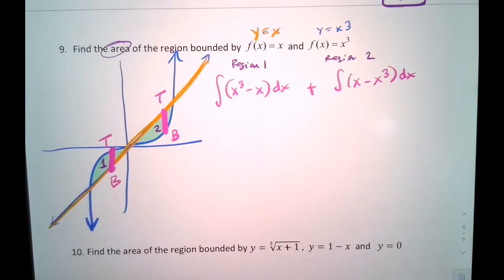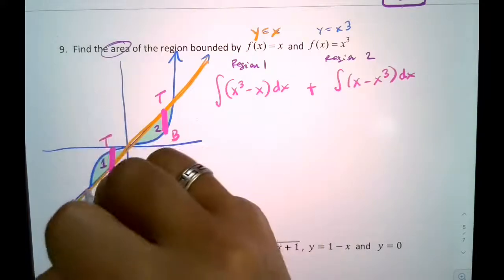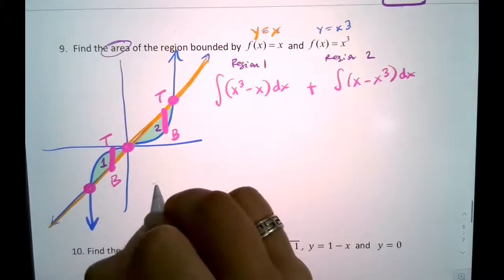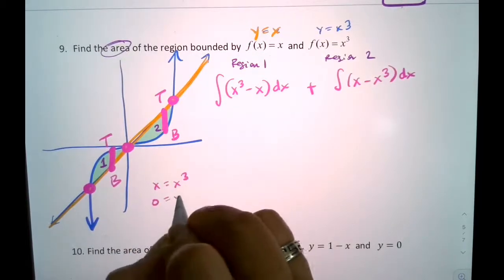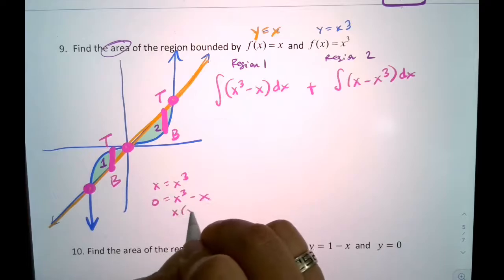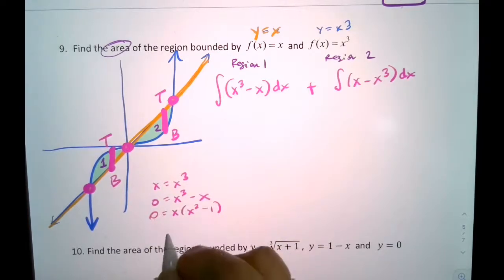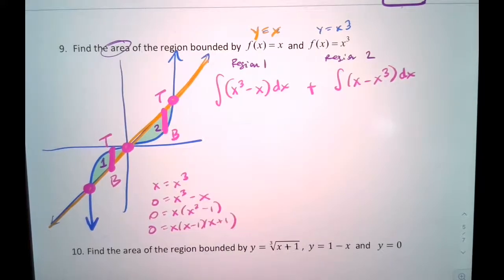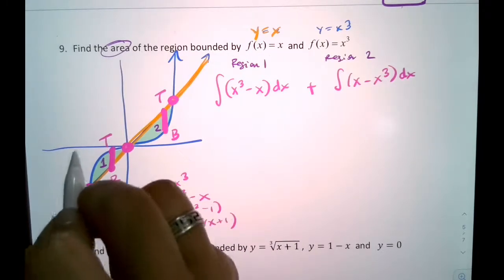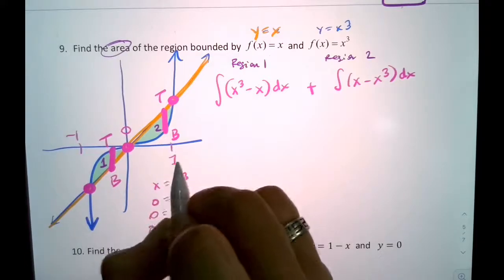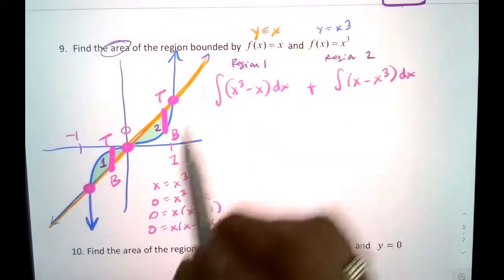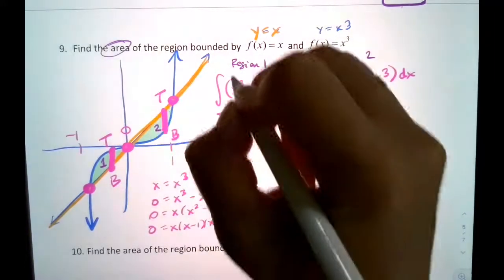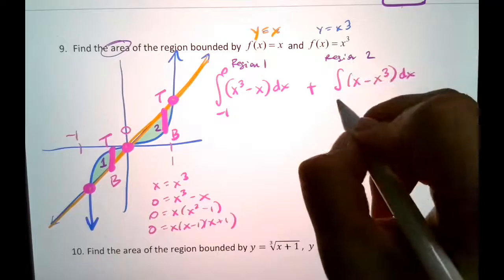So in order to find the limits of integration, I can see there are intersection points. I have to go fishing to find them, which means I'm going to set these two equations equal to each other. And I'm going to do all of my advanced algebra factoring skills. And you can kind of say that these intersection points are really nice. You've got -1, you've got 0, and you've got +1. So on region 1, the limits of integration would be from -1 to 0. On region 2, it would be from 0 to 1.